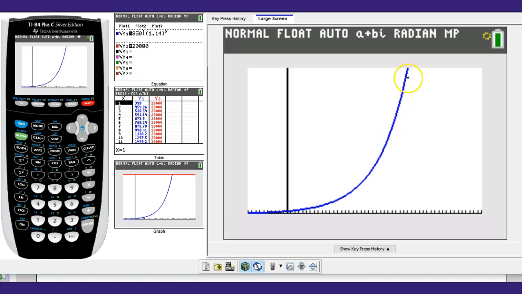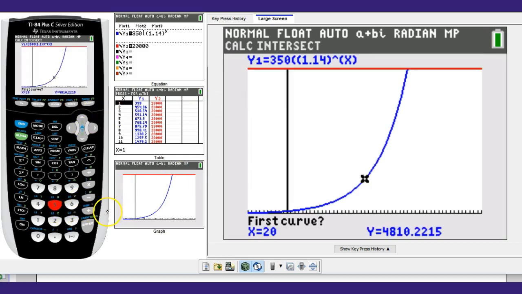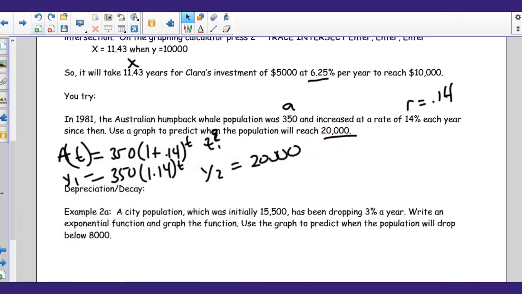It should intersect somewhere in here. Oh, there it goes. It's right at the top. So let's see how many years it is. Remember, second, trace, intersect, enter. What's my X value? 30.888. So 30.88 years.